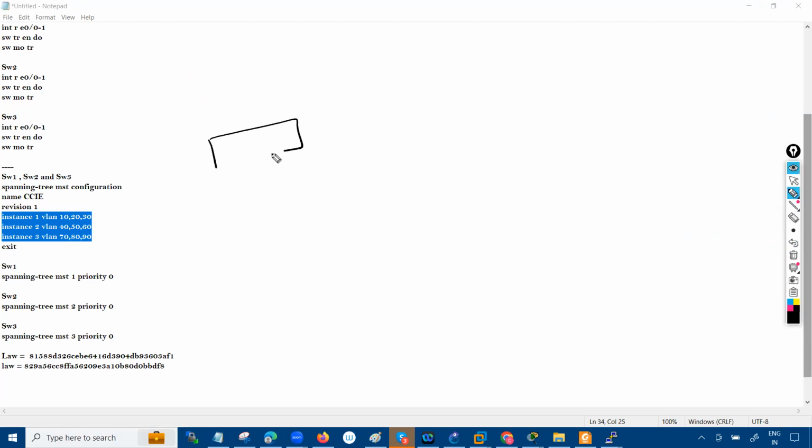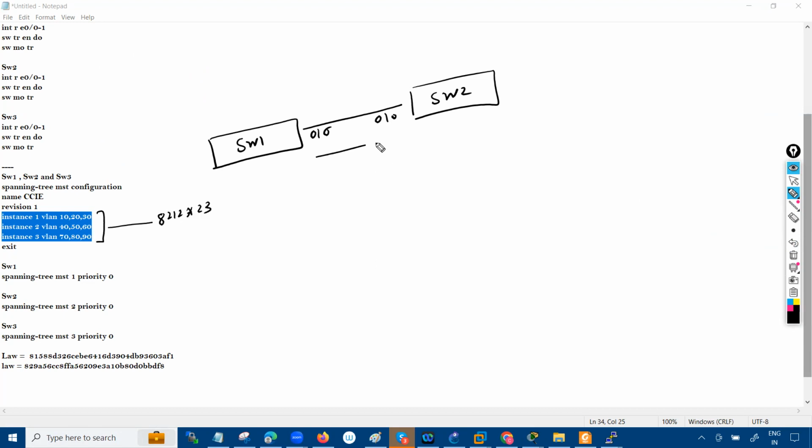Take switch 1 as an example. We are sending the hash value to switch 2. We have these instances, and we will convert them into a hash value, maybe 81223. So I will send the hash value, because if I send this information in the BPDU packet, I just created the normal instances 1, 2, 3.